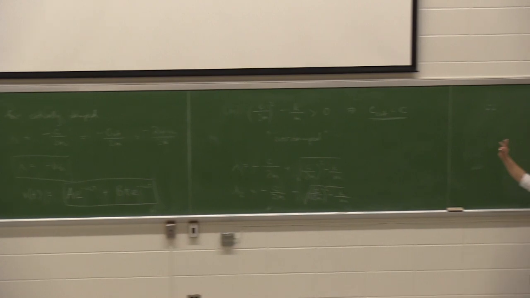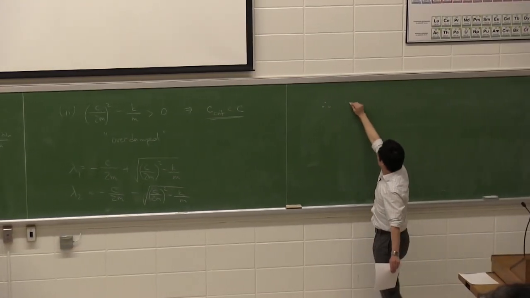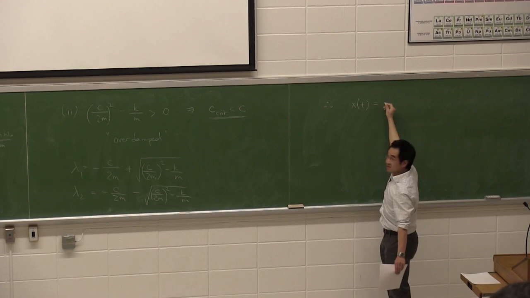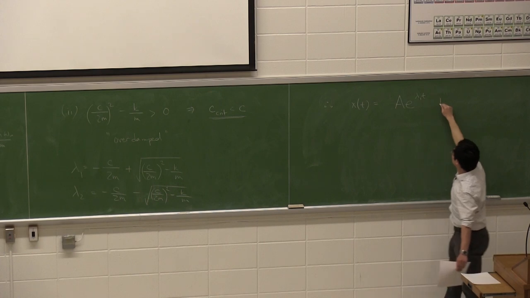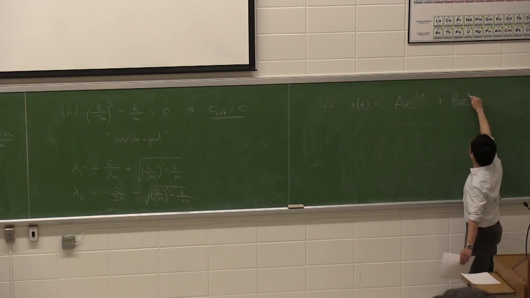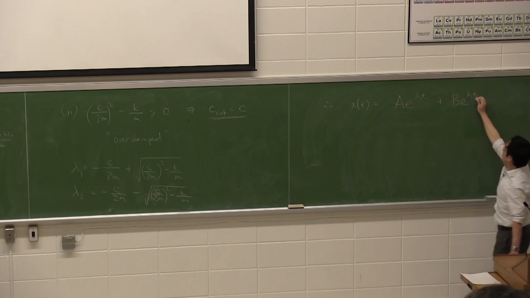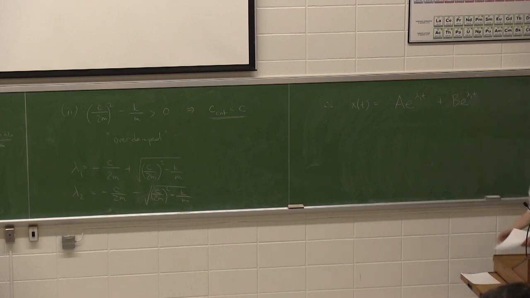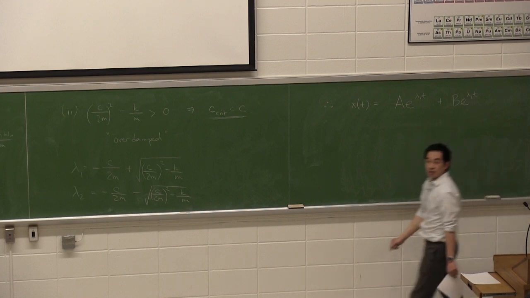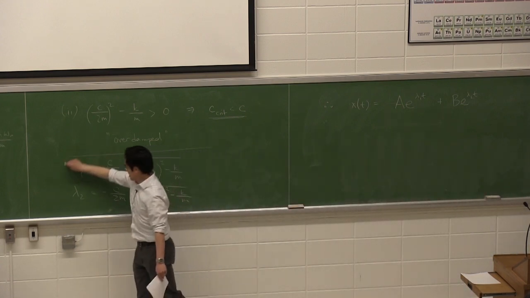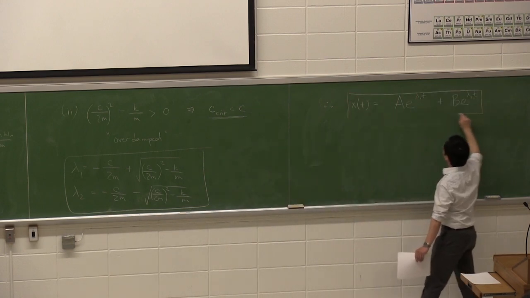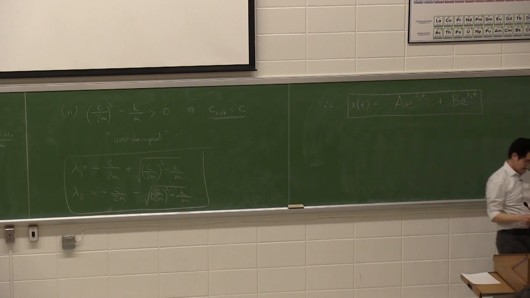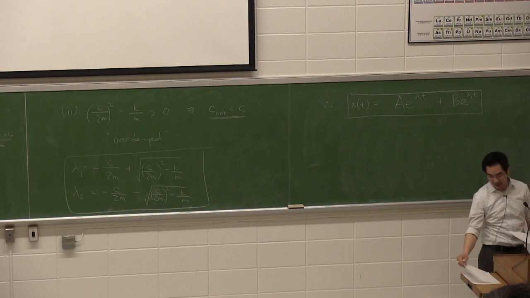Is everything okay? Yeah, if I make a mistake, let me know. X of t is going to be what? It's going to be the following. A, e to the lambda 1t, plus b, e to the lambda 2t. Like that. Right? Where the lambda 1 and lambda 2 are just this. All right.